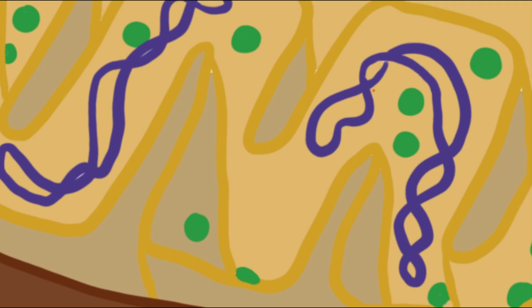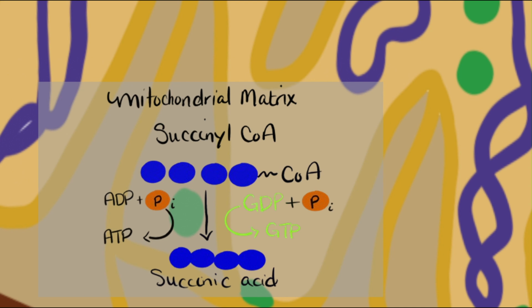In the mitochondrial matrix, we have this reaction, the succinyl-CoA reaction, where we have inorganic phosphates attaching to ADP to get ATP, as well as inorganic phosphates attaching to GDP to get GTP, another energy source, resulting in the final molecule, succinic acid.